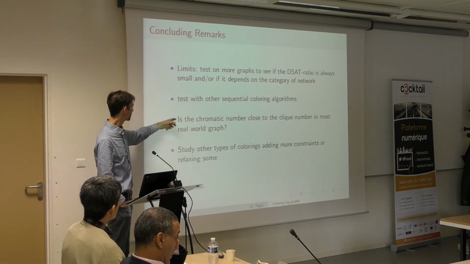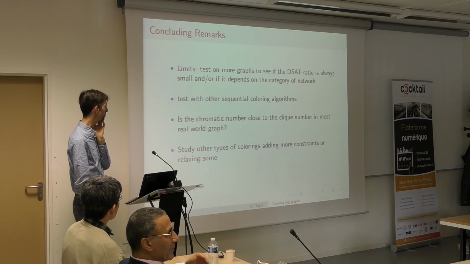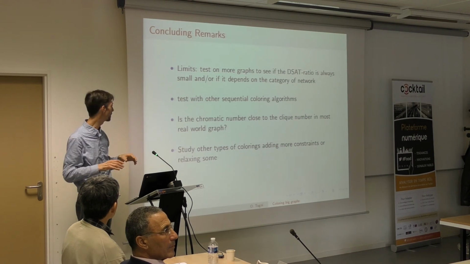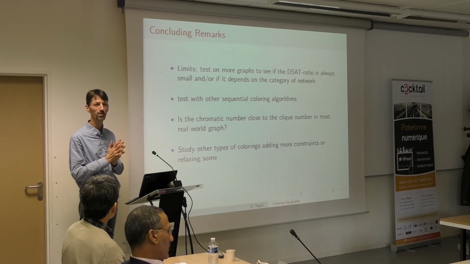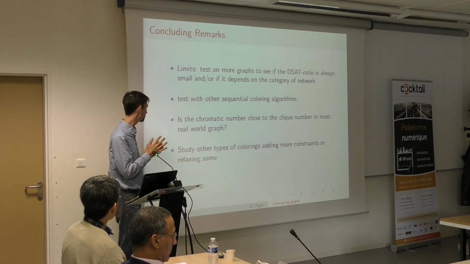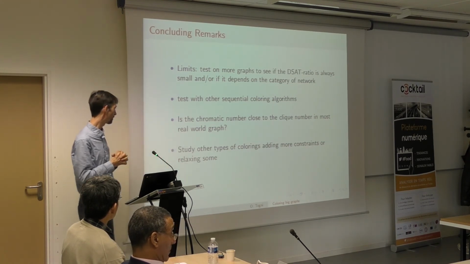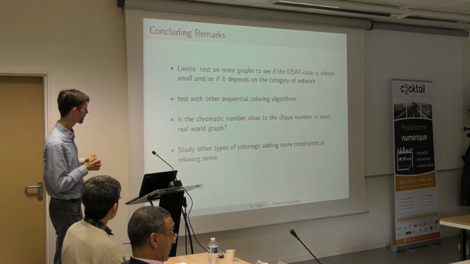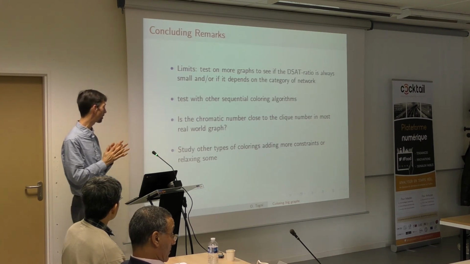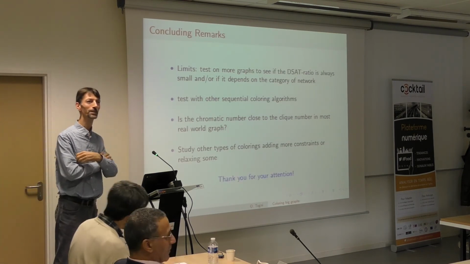Perhaps it is easy to color real-life graphs because in these graphs, mainly you have a big clique and many vertices with small degree. So it's easy to color. I don't know to what extent this is true. And of course, you can study other types of colorings. There are many variations on the coloring problem, either adding new constraints or relaxing some constraints. I think this is the end of my talk. Thank you for your attention.